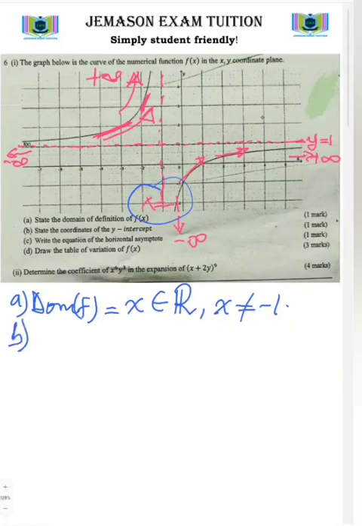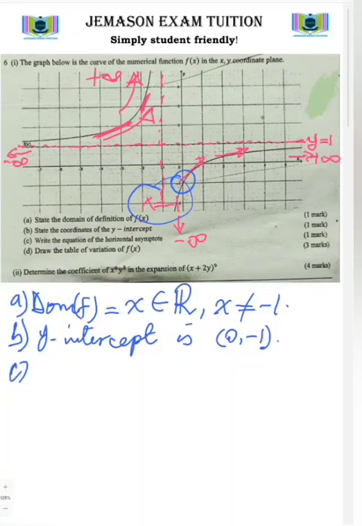In the B part, we are asked to state the coordinates of the y-intercept. The graph cuts the vertical axis, the y-axis, where y equals -1 and x equals 0. So the y-intercept is the point (0, -1).